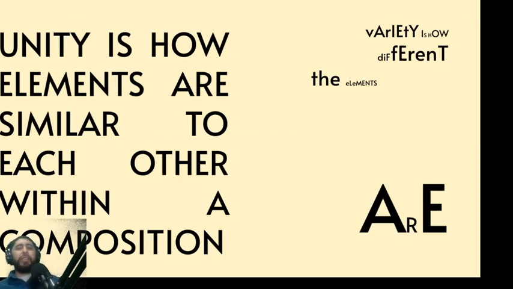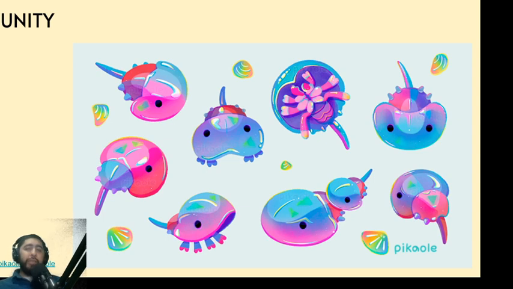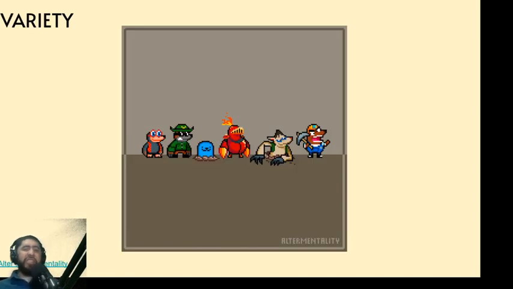Unity and variety. So unity is how similar they are, variety is how different they are. This is a lot of unity because even though I don't know if they're the same creature, they probably are different ones. Horseshoe crabs, they're all pretty much the same color, and pretty much identical to each other. Whereas variety here is just a bunch of different dudes hanging out. They're all completely different. They're all best friends. I don't know. I just made that up.